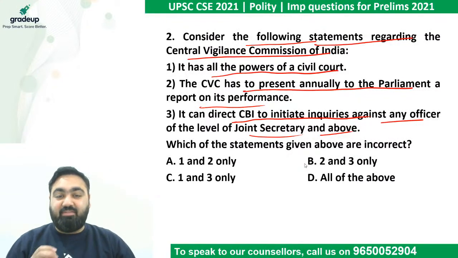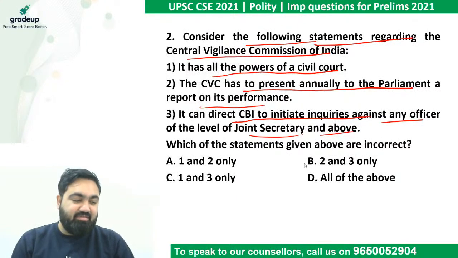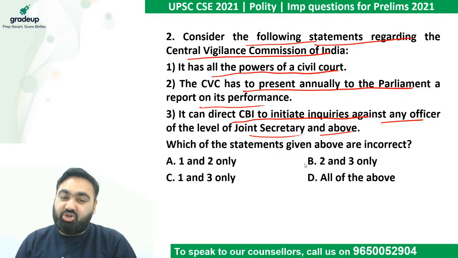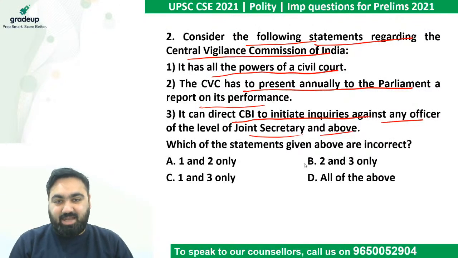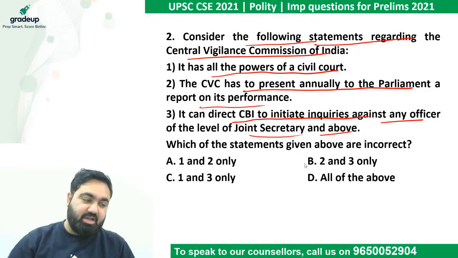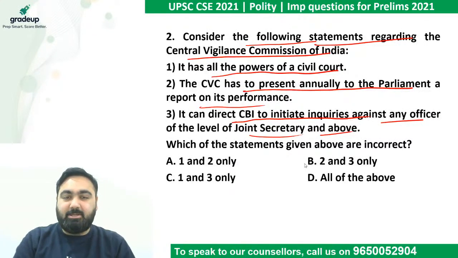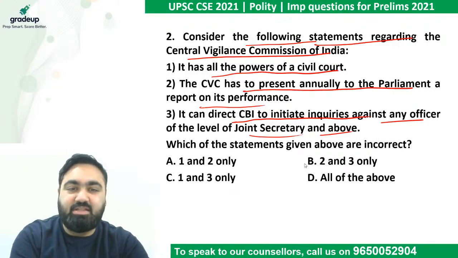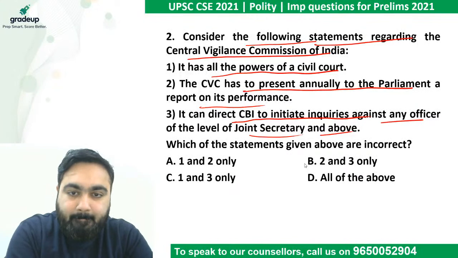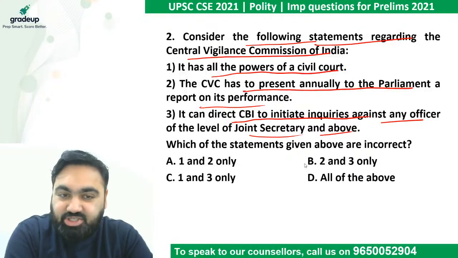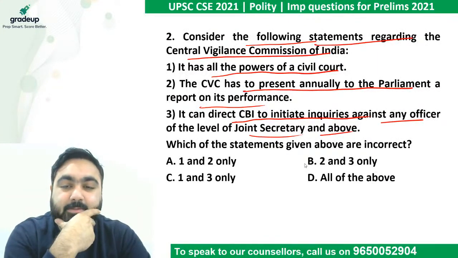Read the statements very carefully, read the options very carefully, and then tell me your answer in the chat. All of you would have read about the CVC. As you know, CVC is a statutory body, the Central Vigilance Commission. It has a Chief Vigilance Commissioner and a maximum of 2 other members. So it's a 3-member committee. Let's see if you can answer this question correctly. It's not a difficult question to answer, guys. I think that you should be able to answer this.